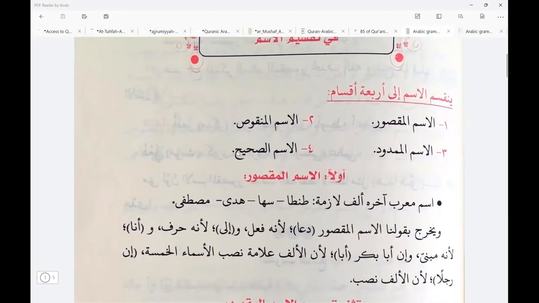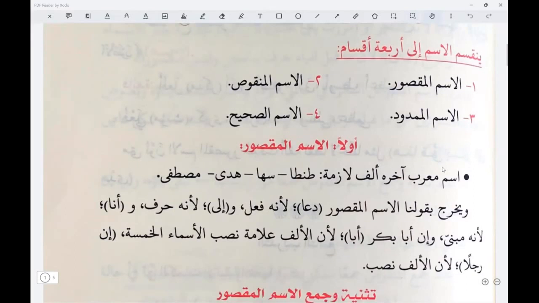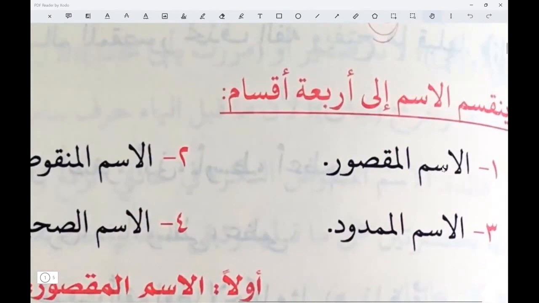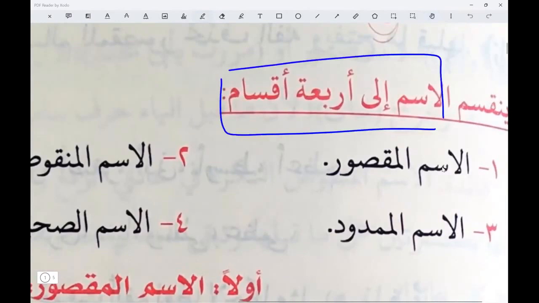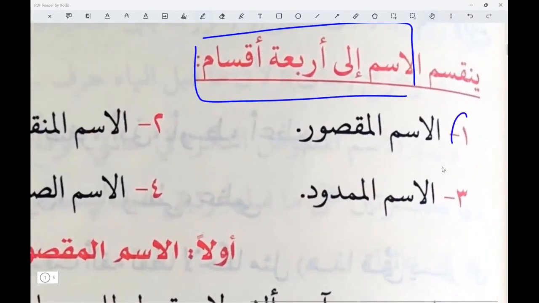As you can see, this is something that I took pictures of myself, just so that we can read through them. I'm not going to read and talk too much because we've already talked about these things, but I just wanted to review and make sure you understand everything, right? So the first taqsim, the first division that we talked about, is what? The noun being divided into four categories, or four types, right? And one of them is al-maqsur.